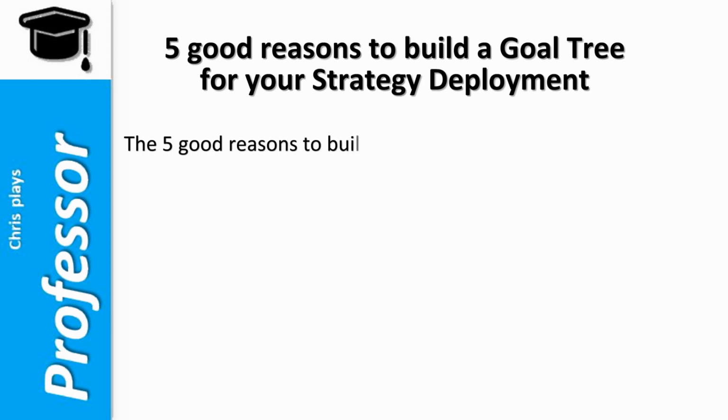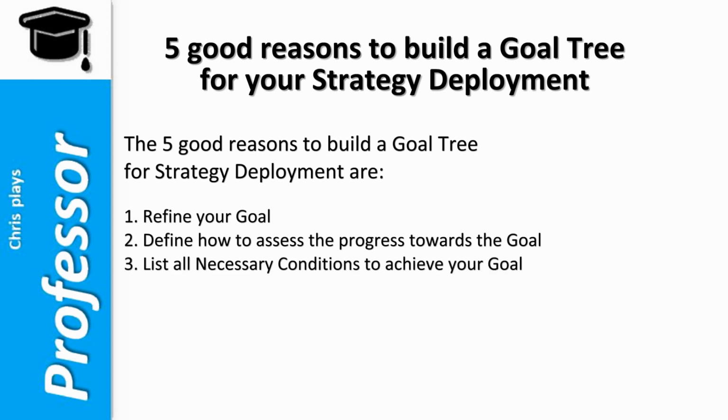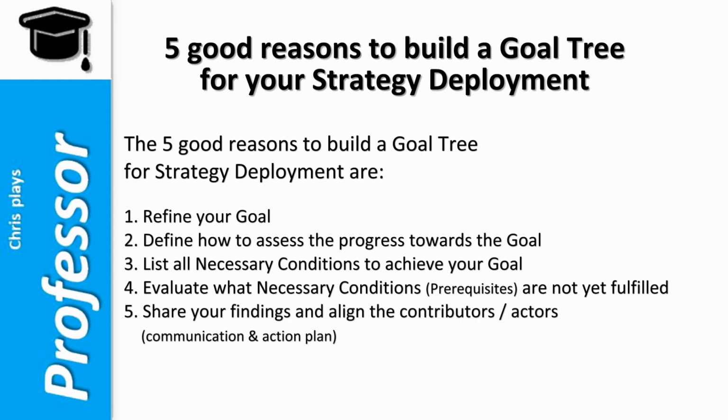The 5 good reasons to build a goal tree for strategy deployment are: first, refine your goal. Second, define how to assess the progress towards the goal. Third, list all necessary conditions to achieve your goal. Fourth, evaluate what necessary conditions, which are prerequisites, are not yet fulfilled. And fifth, share your findings and align the contributors and actors, which means in communication and in action plans. I will explain each of the 5 reasons, starting with the most important.